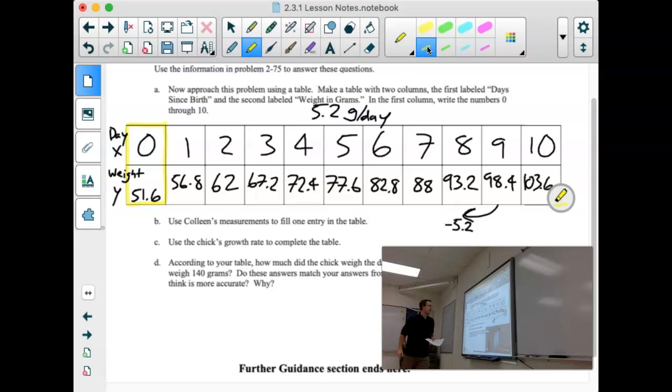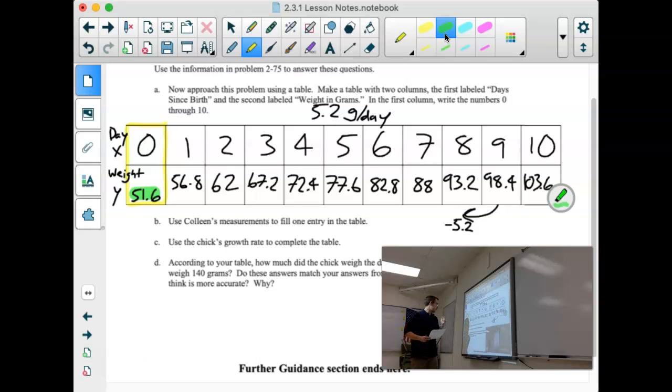So our new y-intercept is going to be 51.6. That seems a heck of a lot more accurate than just trying to guess when we're drawing a random line on our graph and trying to estimate where that slope triangle is. So 51.6 is what we're looking for there.